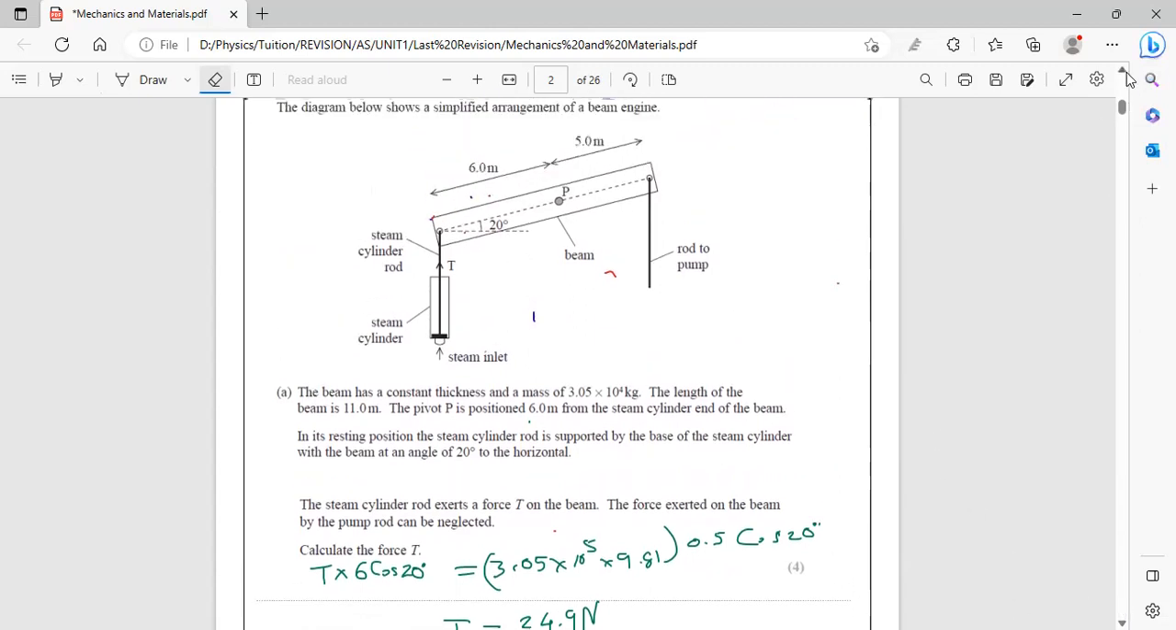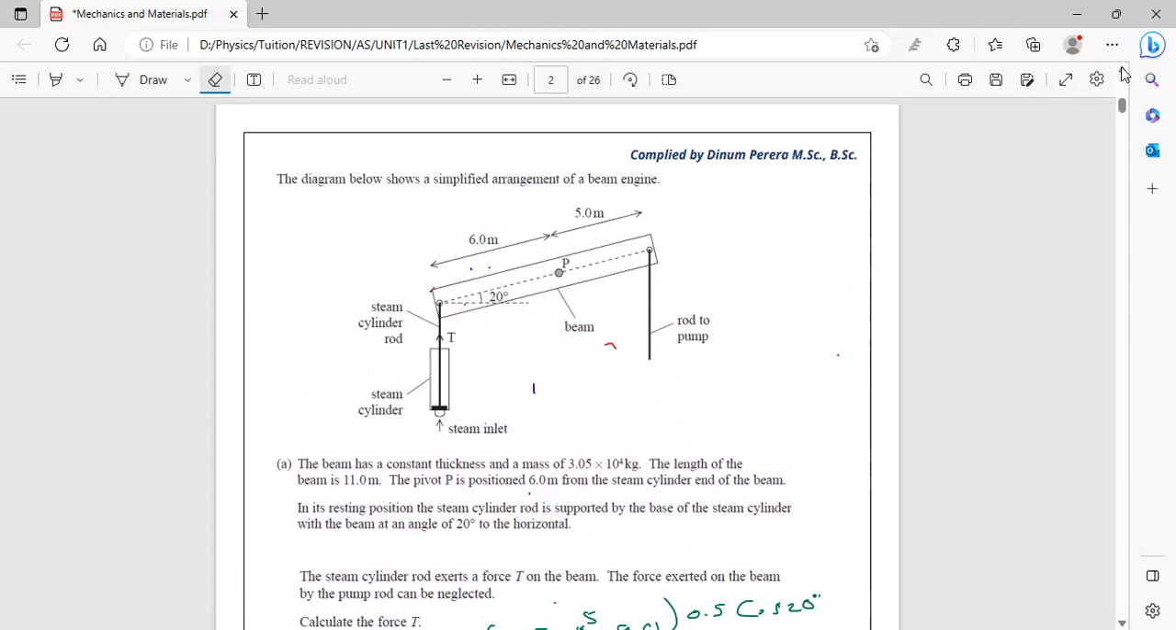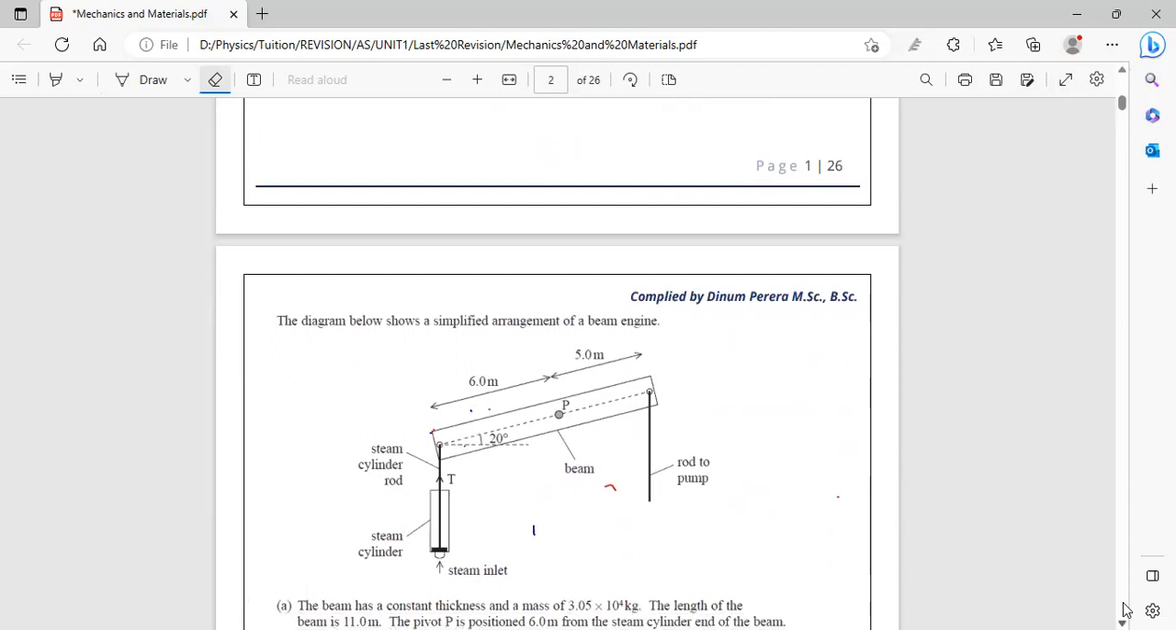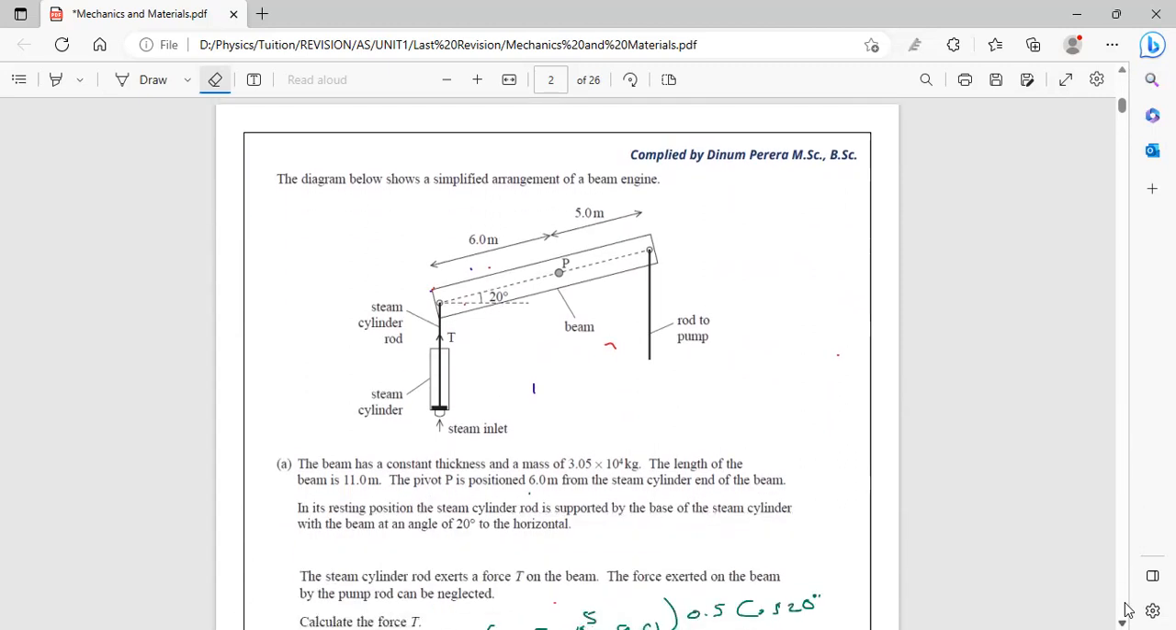Right. So it's not a difficult question, but you need to read carefully to understand whether the beam is uniform. If the beam is uniform, the weight should act from the center, or rather the midpoint of the beam. That's 3.05 into 10 to the power 4 kilograms. So it's 3.05 into 10 to the power 4 g.